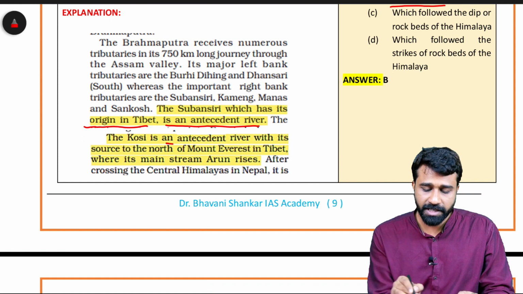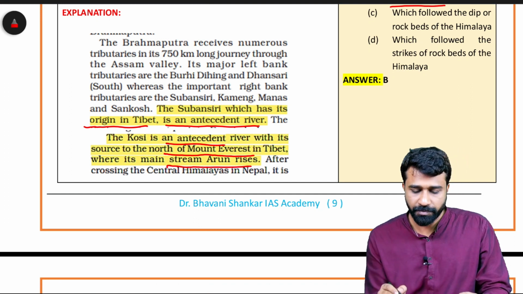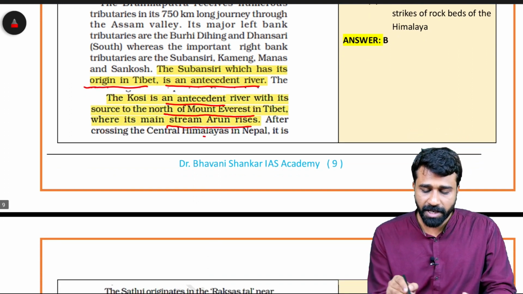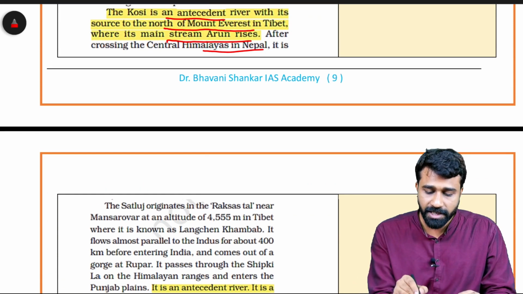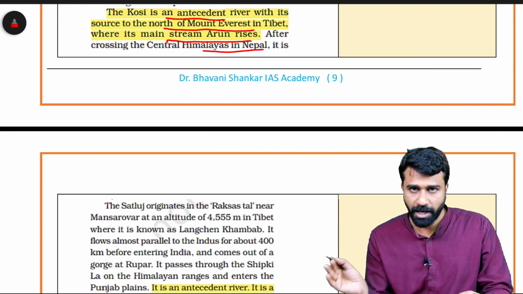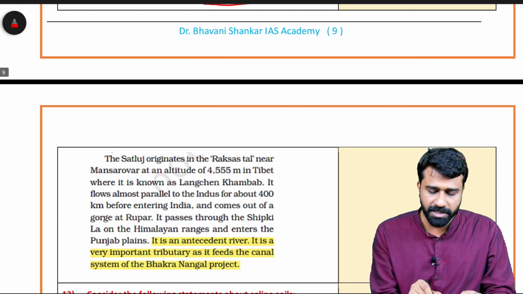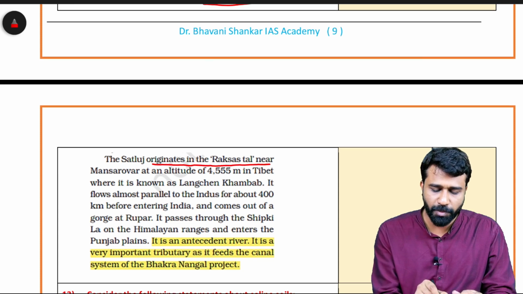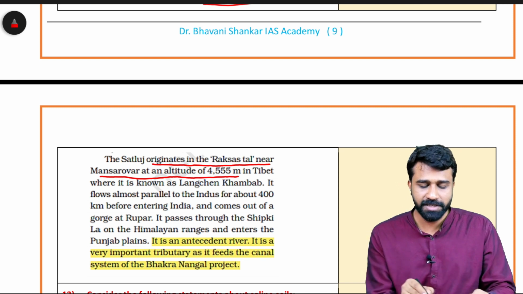Kosi is an antecedent river with its source north of Mount Everest in Tibet, where its main stream Arun rises. After crossing the central Himalayas in Nepal, it enters the Bihar part. Ghagra, Gandak, Kosi likewise. Next, Satluj originates in the Rakastal near Manasarovar at an altitude of 4,555 meters in Tibet.